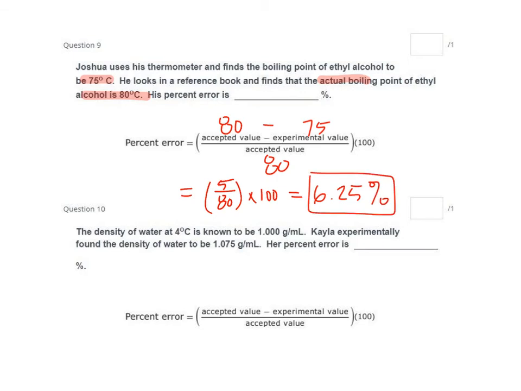So remember, the closer to 0, the better. So 6.25% is relatively close. He was only off by 5 degrees. So I would say that's a good calculation of temperature. Let's look at question 10.